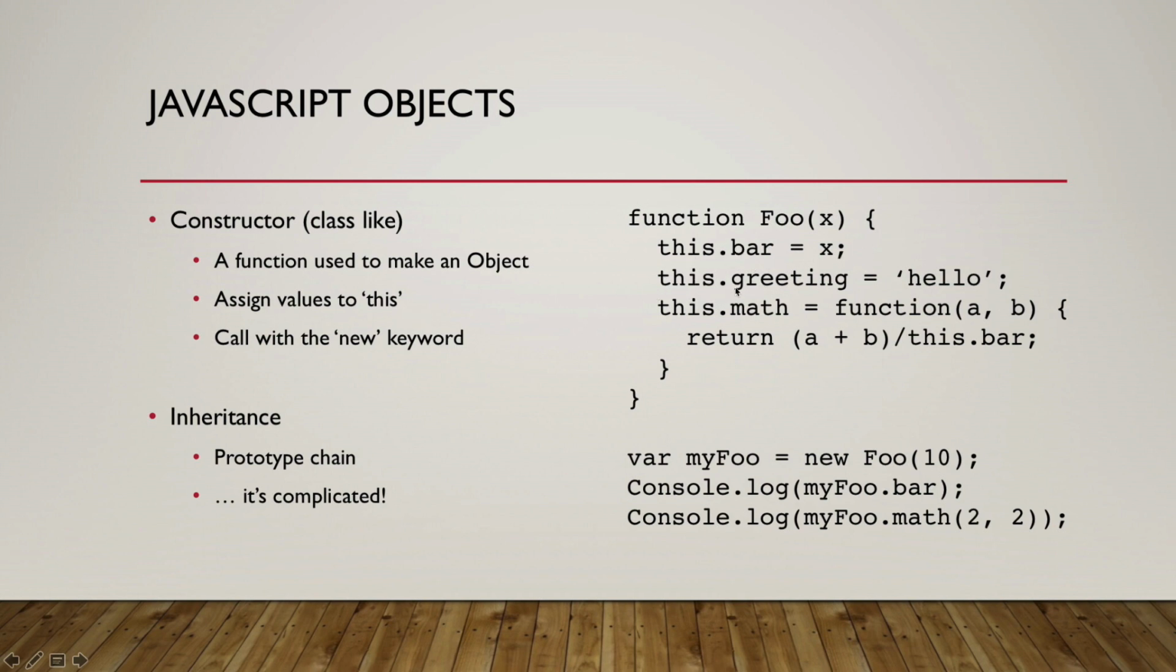this.bar equals x, this.greeting equals hello, and then this.math equals function. It's going to look a lot like what we did before, only you don't have the key or property value arrangement here, key value. Instead, we're just assigning everything to this. Then, to actually make one, I declare a variable and set it equal to new and then the constructor. That allows me to construct one.